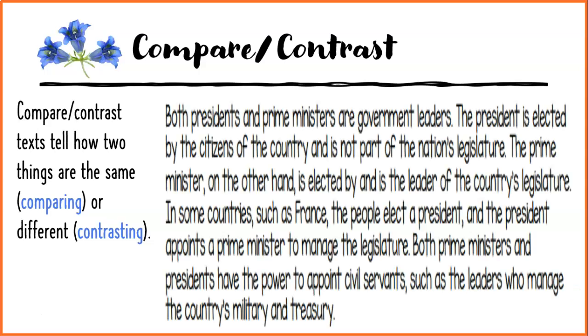Both presidents and prime ministers are government leaders. The president is elected by citizens of the country and is not part of the nation's legislature. The Prime Minister, on the other hand, is elected by and is the leader of the country's legislature. In some countries, such as France, the people elect a president, and the president appoints a prime minister to manage the legislature. Both prime ministers and presidents have the power to appoint civil servants, such as the leaders who manage the country's military and treasury.